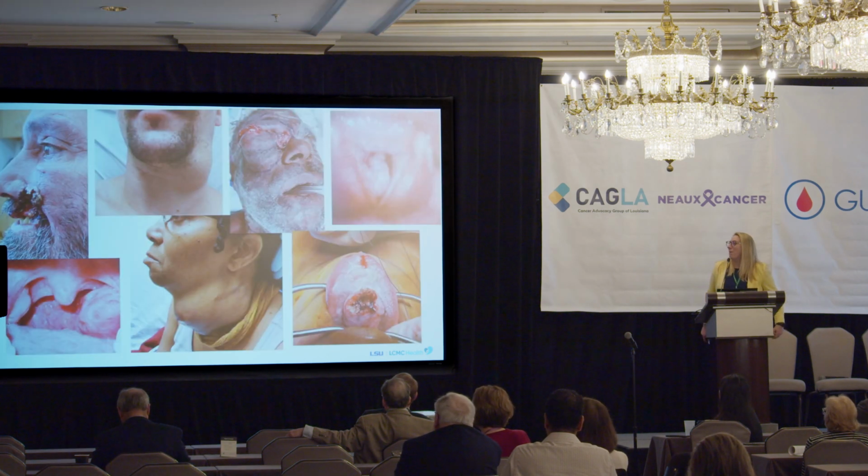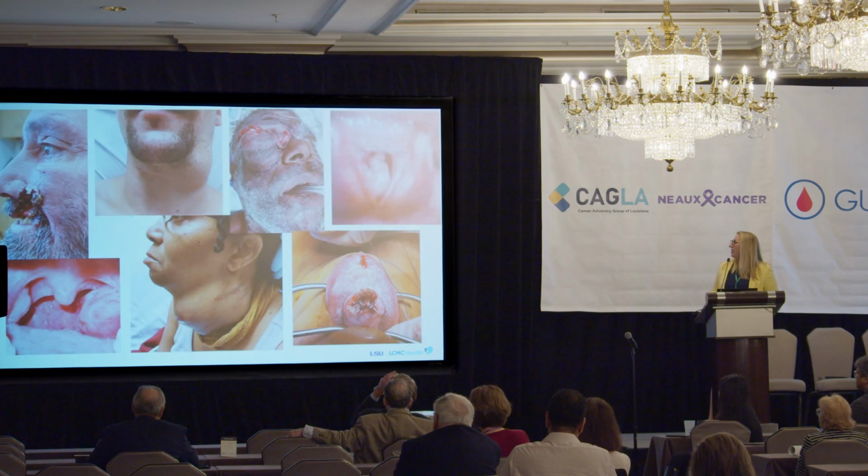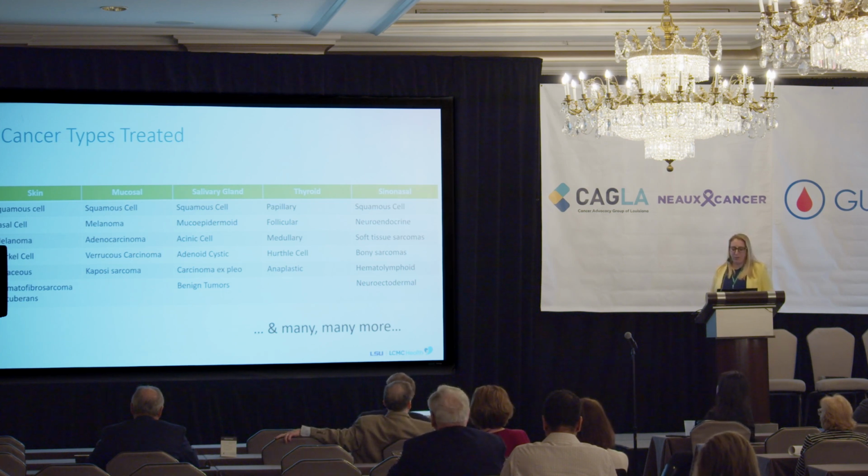So the part I love about my job is in head and neck cancer, we get a lot of different subsites that we get to treat. We're treating skin, oral cavity, oropharynx, larynx, salivary, endocrine, sinonasal, and skull base. So these are a variety of patients you see in the clinic that you get to see and treat, all with different tumors and different managements. When you break down our cancer types that are treated based on subsite, there's a big variety of differences. A lot of our tumors are squamous cell carcinoma, but you can see there's plenty more within each subsite, and many more than that are listed on this slide.